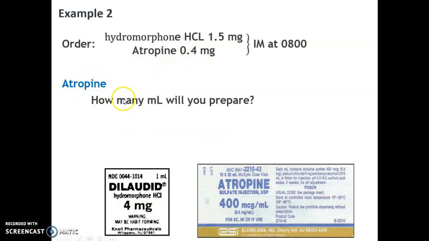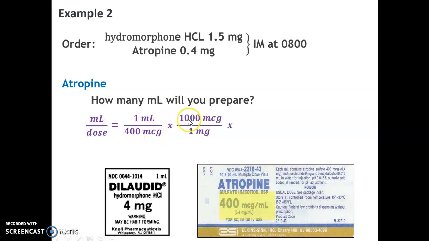The atropine, how many milliliters will we prepare? So again, milliliter per dose. First fraction needs to have some milliliters in it, and we said typically that comes from your label. Right in here it tells you 400 micrograms is 1 milliliter, so we can stack 1 mil over the 400 micrograms. Then we need to look for our order, and you'll notice that our units don't match. We've got milligram up here, microgram down here, so we are going to have to do a conversion.